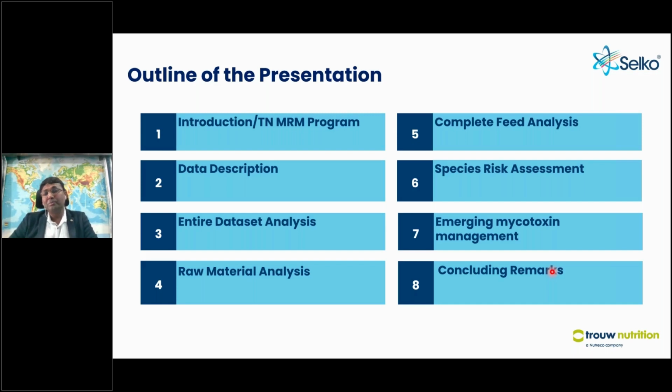Point number 6 is about species risk assessment, because every species is different in terms of their susceptibility to mycotoxins. So you will see that in a few slides. Our last topic is an important aspect of emerging mycotoxin management, which is becoming a major issue, at least in Europe, as we see at this stage. A lot of research is going on in this area, so we're going to share something about our analysis. And finally, I would end with my concluding remarks.